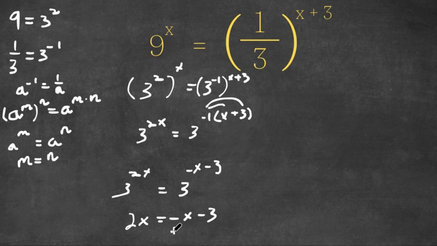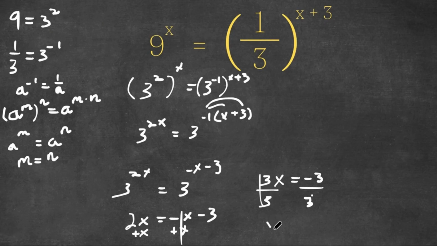So now if I add x on both sides, these two cancel out, and I get 3x is equal to negative 3. And now if I divide both sides by 3, these two cancel out, and I get x is equal to negative 3 divided by 3, which is negative 1. So this is our answer.